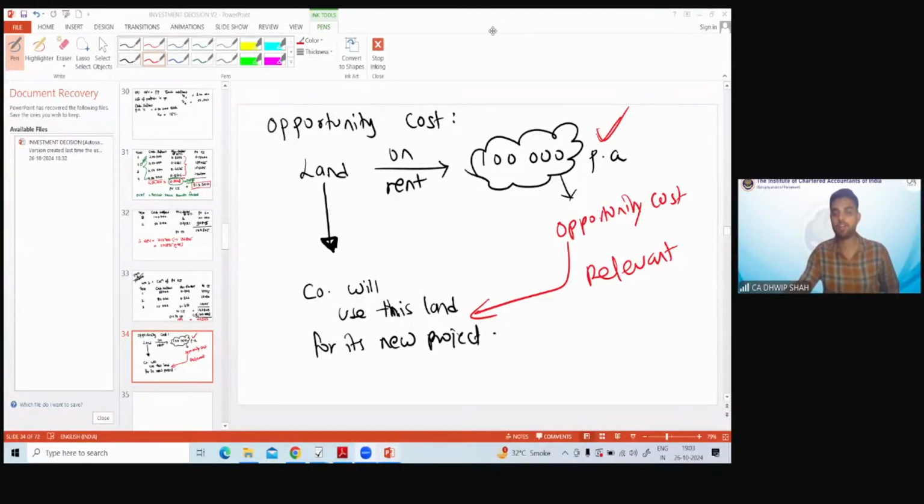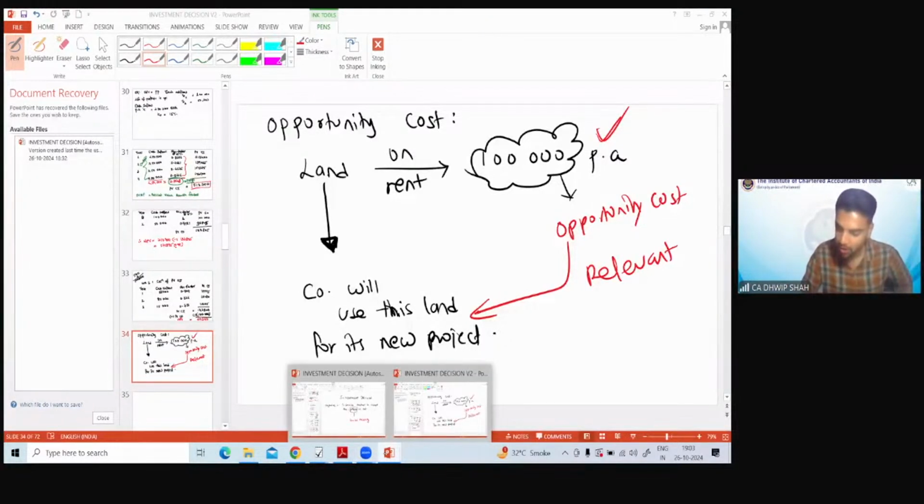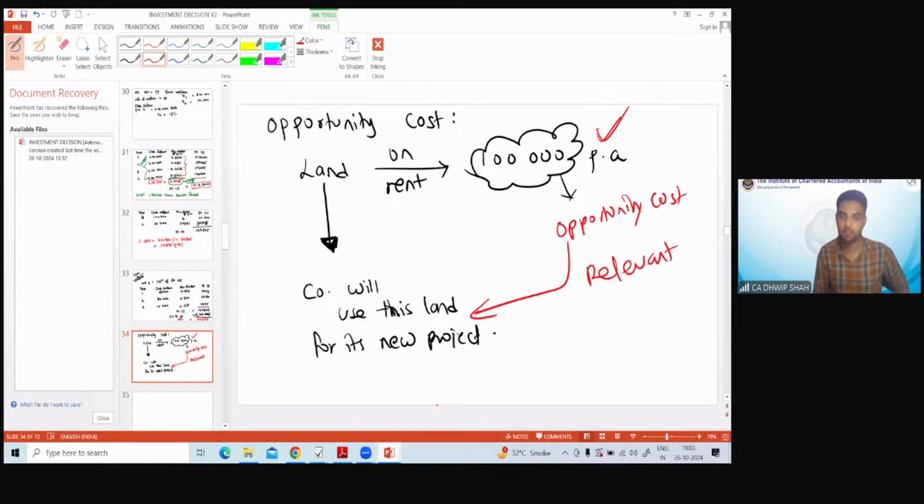Then again, we will compare the present value of all the inflows with our present value of cash outflow. But my point here is opportunity cost is relevant for the project. After that, whether NPV is positive or negative, I don't know about that. I'm not talking about that. I'm talking about its relevance, its importance for my calculation.